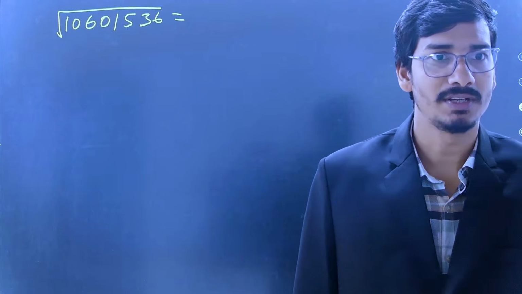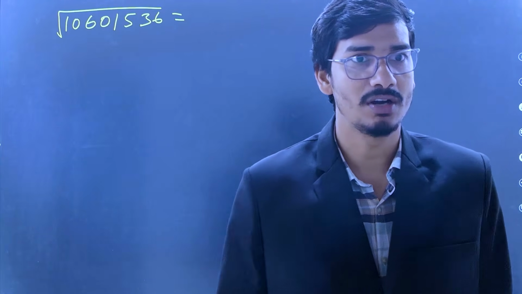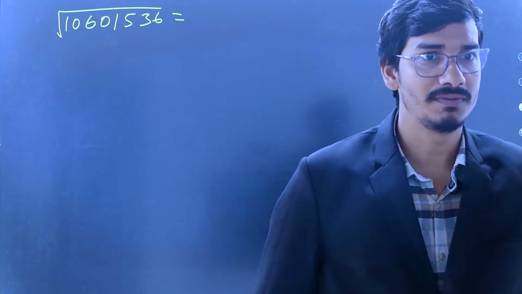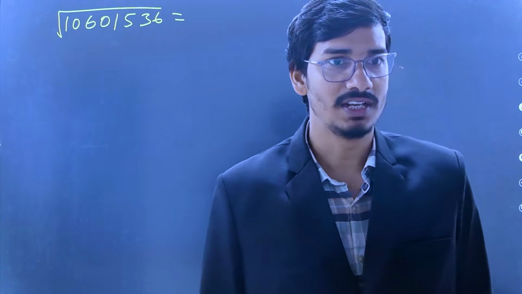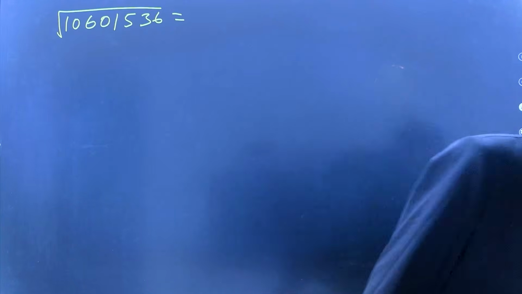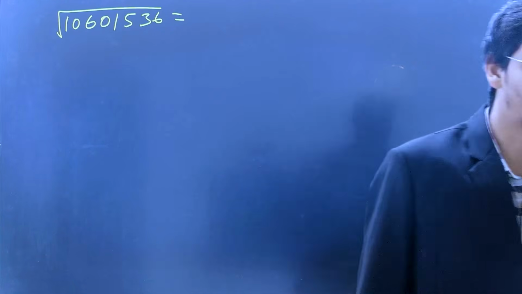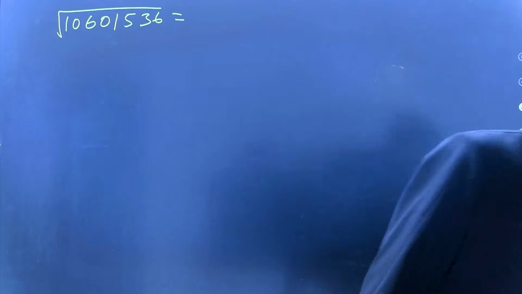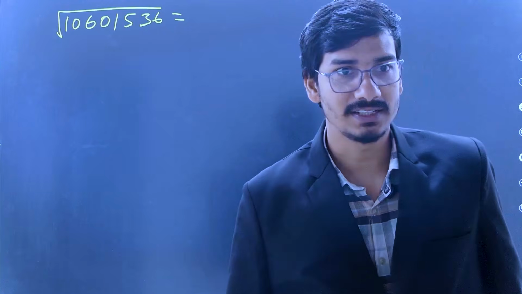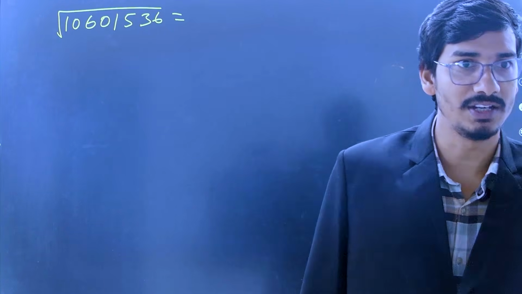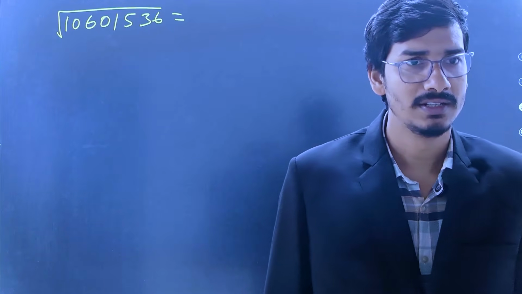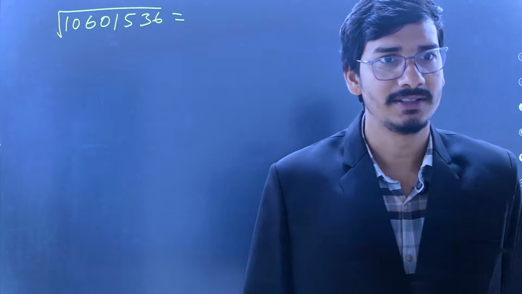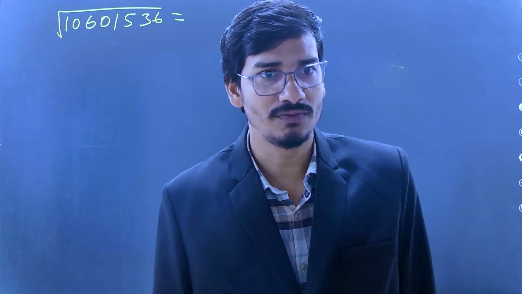Check your connection once, beta. Check your screen. If your screen is not completely visible... Someone is telling 3256. Aditi says 3256. Jaswant is also telling 3256. Anyone else? Shrikhar is also telling 3256.